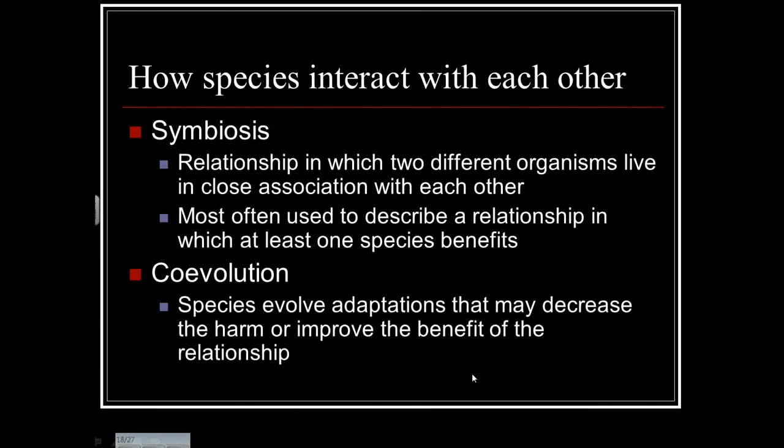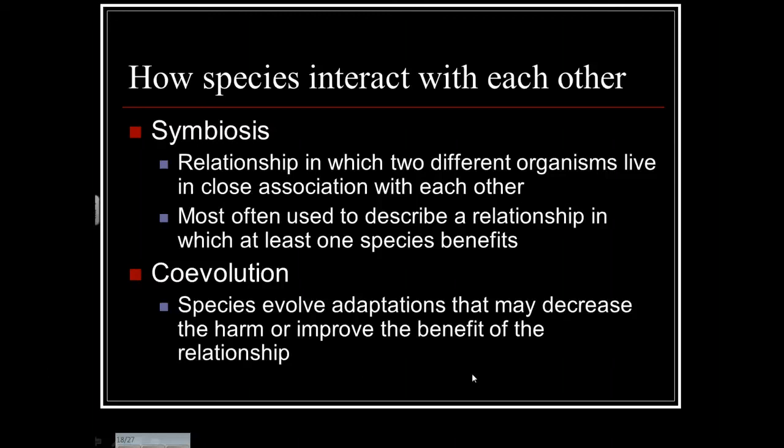Okay. There are a couple other terms you need to know that deal with how species interact with each other, and although they're not considered among the actual five ways that species interact with each other, they certainly help you understand some of the relationships in an environment. Symbiosis is the first. Symbiosis is when two different organisms live in close association with each other, and usually one of those species benefits.